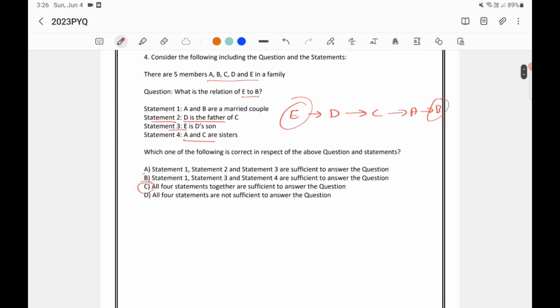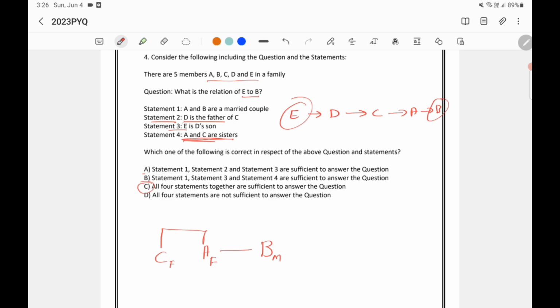So it says that A and B are a married couple. So A and B are couples. D is the father of C, but we don't know that yet. Now statement 4 says A and C are sisters. So A and C are sisters. So C is female and A is female. So this will be male.